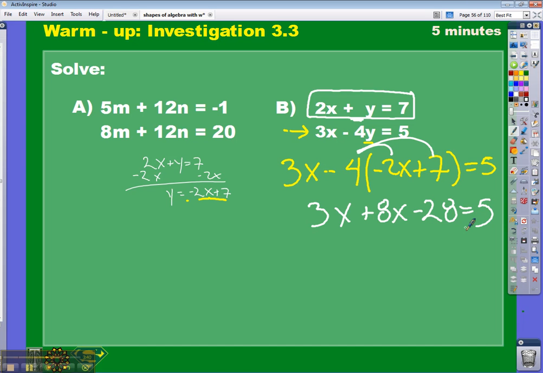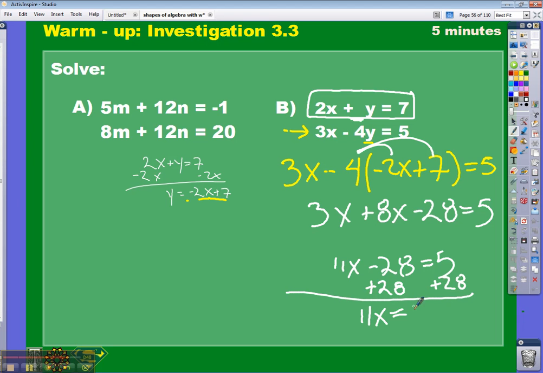All right. Now it's time to combine similar terms. What is similar in this problem? 3x and 8x. 3x plus 8x is? 11x minus 28 is equal to 5. So what am I going to do to both sides? Sam? Let's add 28 to both sides. And I get 11x is equal to 33.